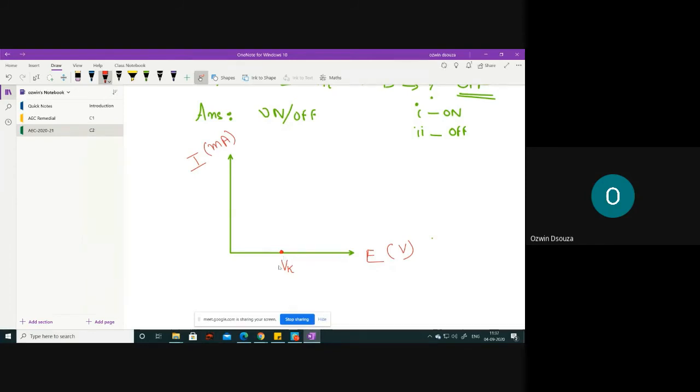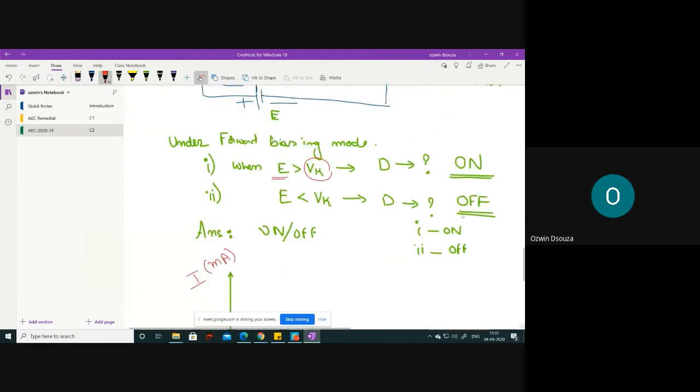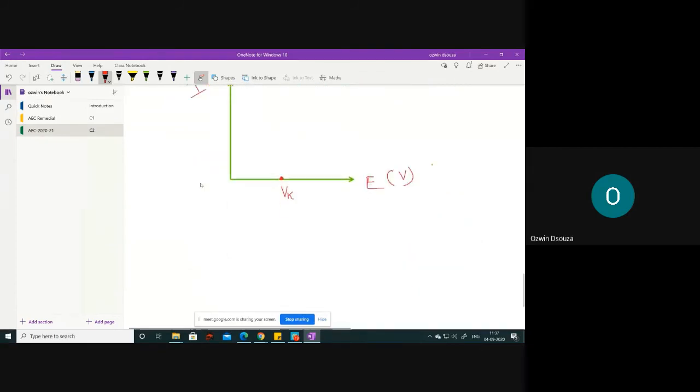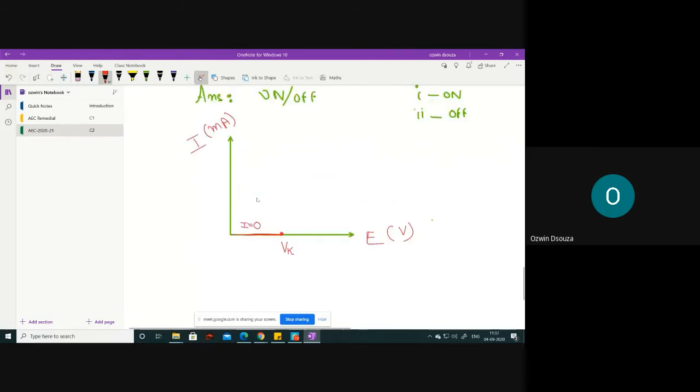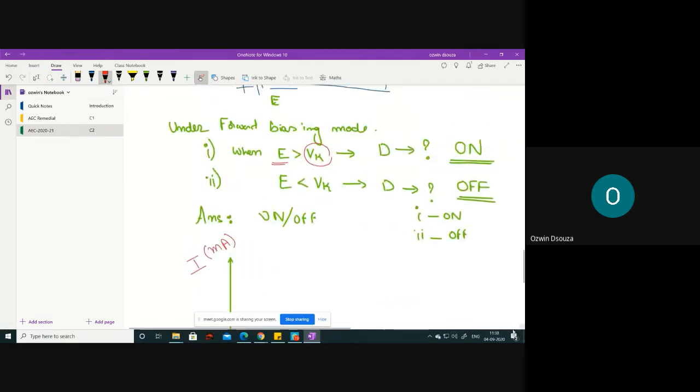Now, if your external voltage is less than Vk, you said the diode is off. What do you mean by off? Off means current is 0. Let me write here, I is equal to 0. On the other hand, when E is greater than Vk, we say diode is turned on.